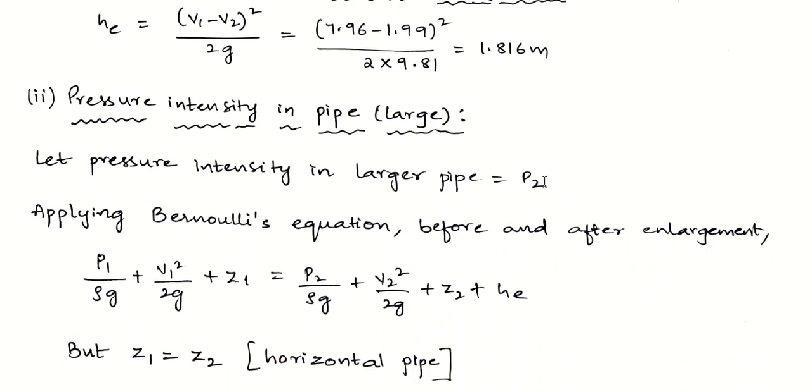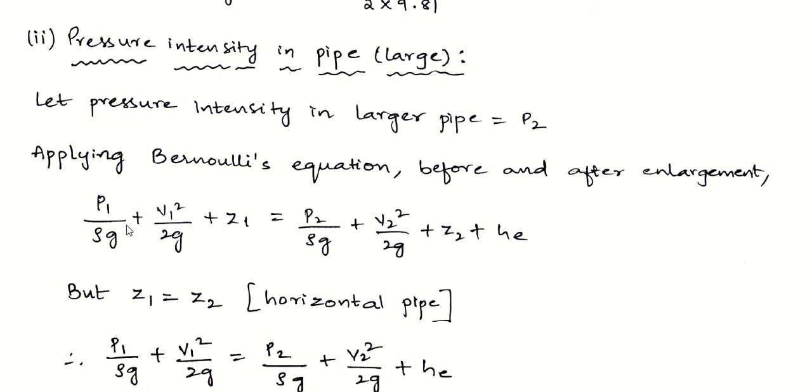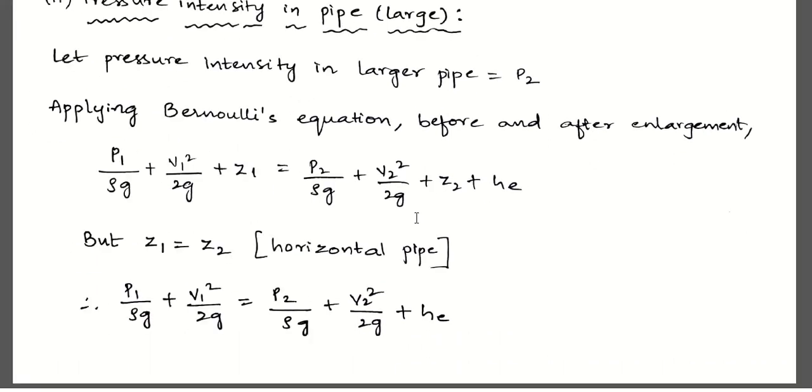We don't know its value. Let it be P2. Now we should start applying Bernoulli's equation. Why? Because we have two pipes, two sections, before enlargement and after enlargement. So the formula for Bernoulli's theorem is P by rho g plus V square by 2g plus Z is constant across any section. When you are applying for two sections, if you take real fluid, it is P1 by rho g plus V1 square by 2g plus Z1 equal to P2 by rho g plus V2 square by 2g plus Z2 plus loss of head due to enlargement.